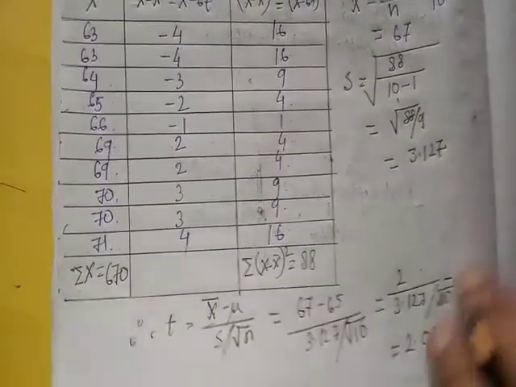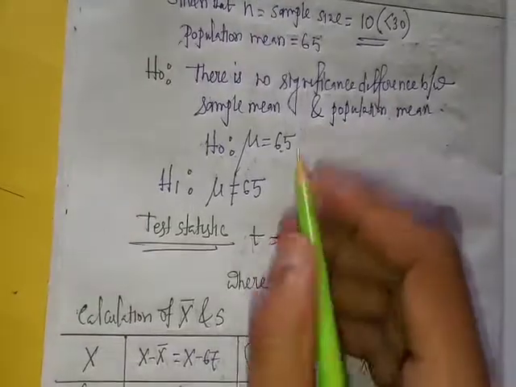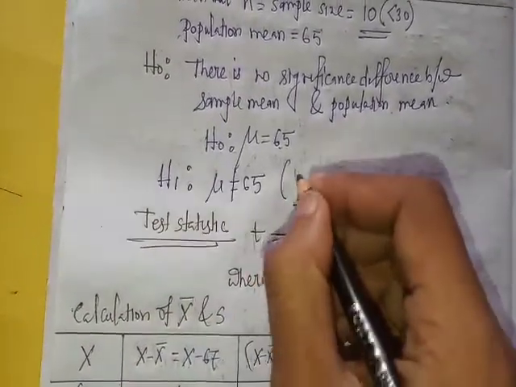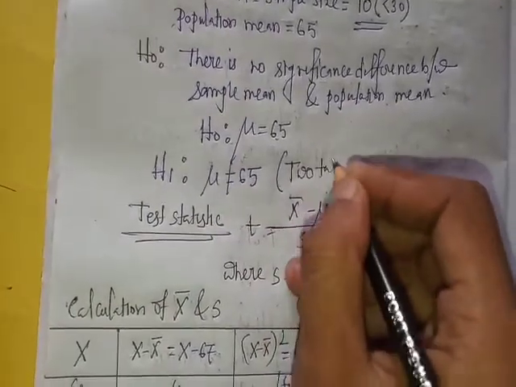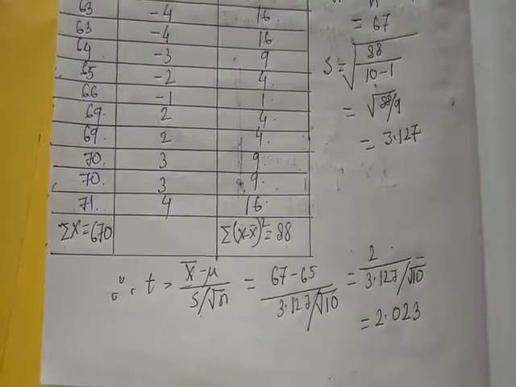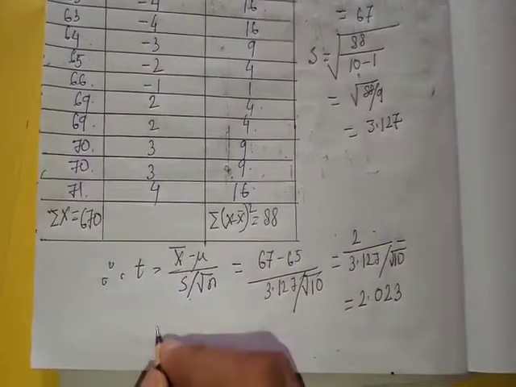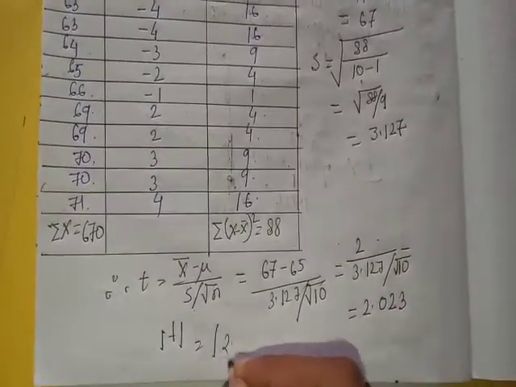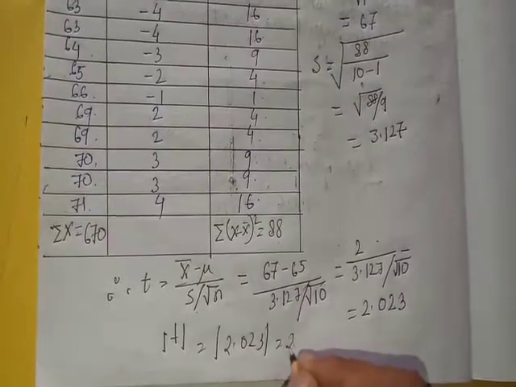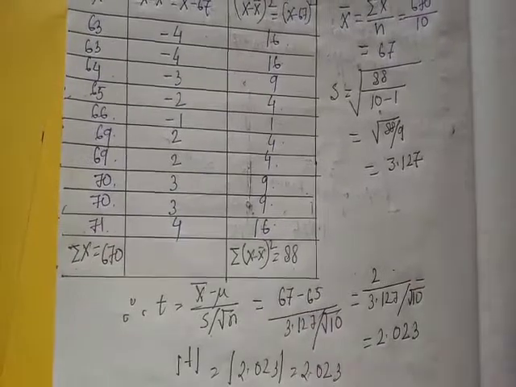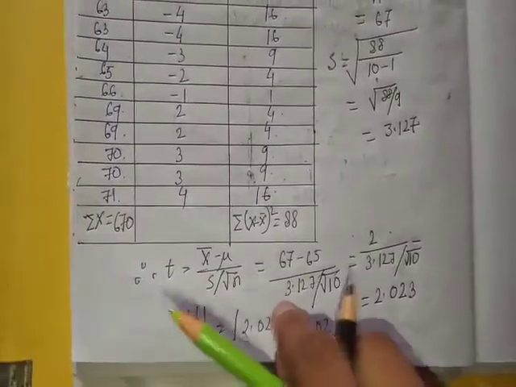2.023. Okay. Please look at this. This is a two-tailed test, because it is not equal to. For a two-tailed test, we will find the value of mod t. So mod t equals mod of 2.023, that is also 2.023. So this is the calculated value of T. Next, degrees of freedom.